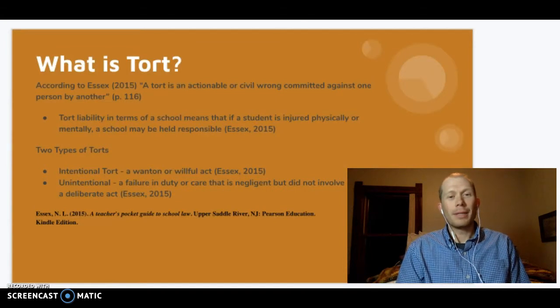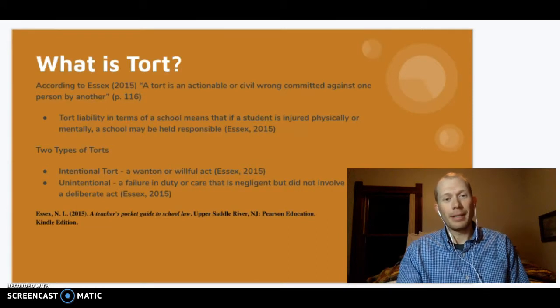What is tort? According to Essex, a tort is an actionable or civil wrong committed against one person by another. Now, in terms of the school, a tort liability means that if a student is injured physically or mentally on the school property or because of the school, they could be held responsible.